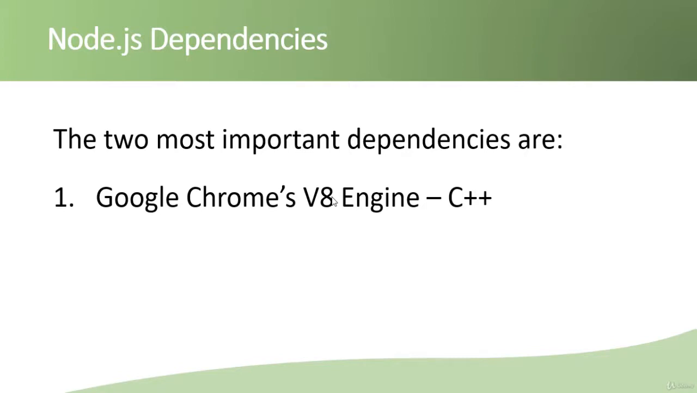Now the new thing in this slide is that Google Chrome's V8 engine is actually built in C++. So you may expect that the V8 engine is made in JavaScript, but this is wrong. Actually, this is built in C++. And the next dependency is libuv, which is a C++ library that is written in C++. Okay, so the libuv library is one of the most important dependencies of Node.js, and this is also written in C++. So what actually is present in the libuv library? So let's see.